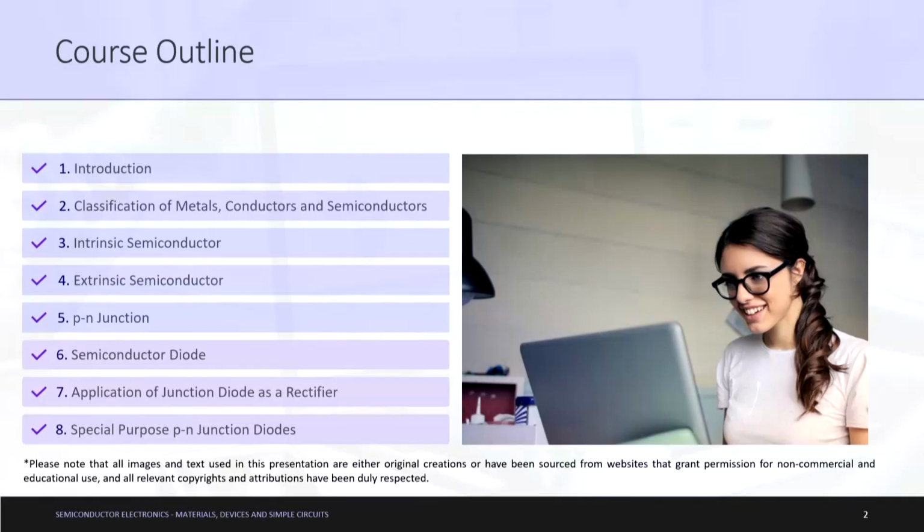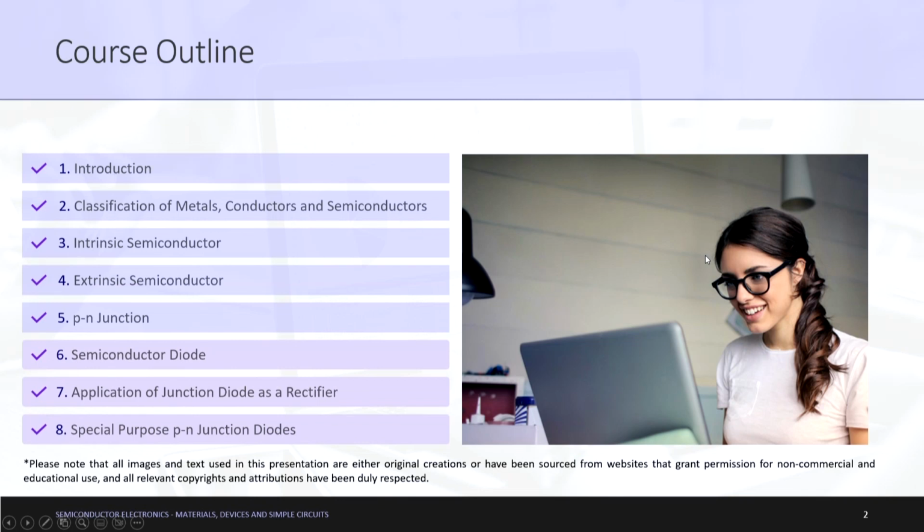So, hello everyone again. This is the first lecture on semiconductor electronics, materials, devices and simple circuits. Let's begin a new chapter today. This may be the last second chapter of your physics class 12 syllabus. So, let's begin the discussion directly. I am Sameer Lavankar. Let's begin the discussion. Okay.